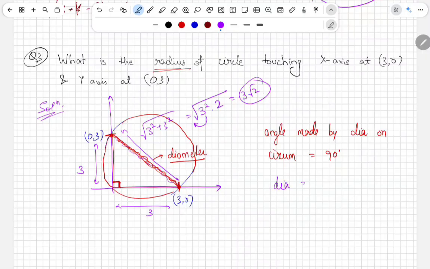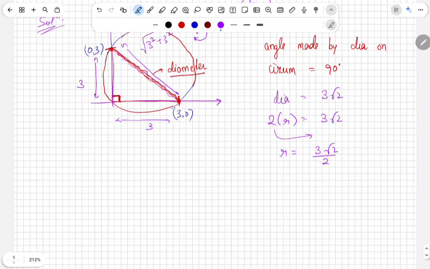When diameter is given as 3 root 2, diameter can be written as twice of radius is equal to 3 root 2. 2 will go down in the denominator. So r will become 3 root 2 upon 2. This 2 can be written as root 2 into root 2. This root 2 cancels root 2. Answer will be 3 upon root 2. This will be the radius.